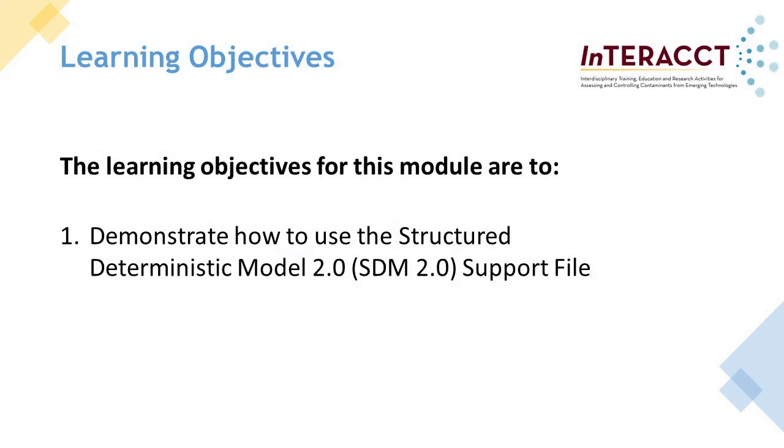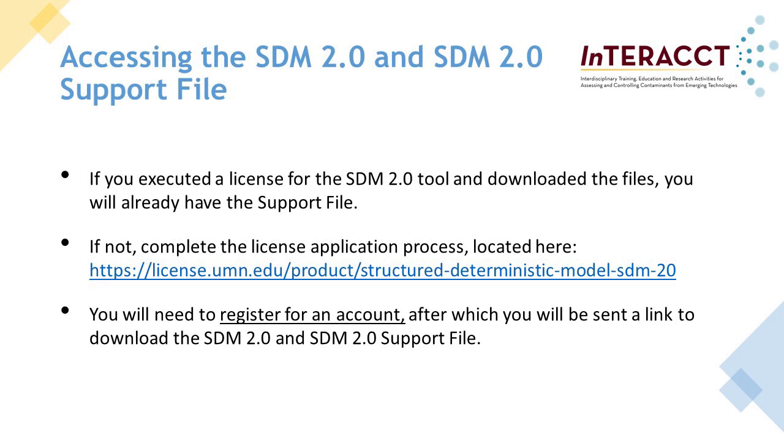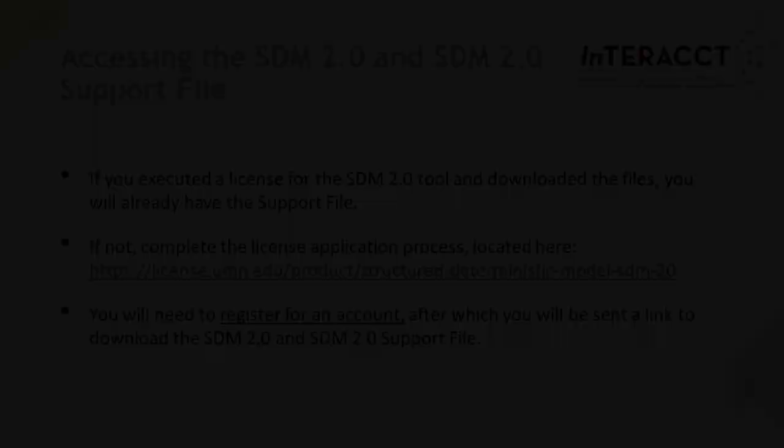The learning objectives for this module are to demonstrate how to use the Structured Deterministic Model 2.0 support file. If you executed a license for the SDM 2.0 tool and downloaded the two files, you'll already have the support file. If not, complete the license application process located here. You'll need to register for an account, after which you'll be sent a link to download the SDM 2.0 tool and the SDM 2.0 support file.